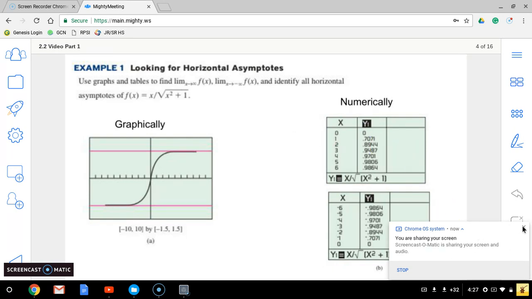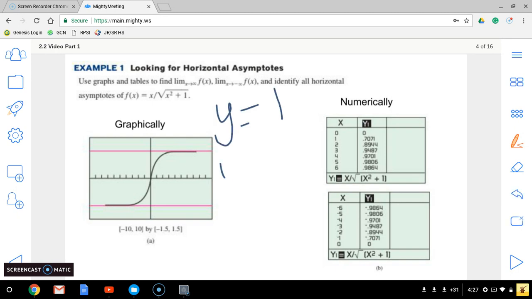Numerically, we can see as our x values are getting larger, our y values are getting closer and closer to 1. And as we go towards the left, with x values closer to negative infinity, our y values are getting closer and closer to negative 1. Therefore, we have our horizontal asymptotes at y equals 1 and y equals negative 1.